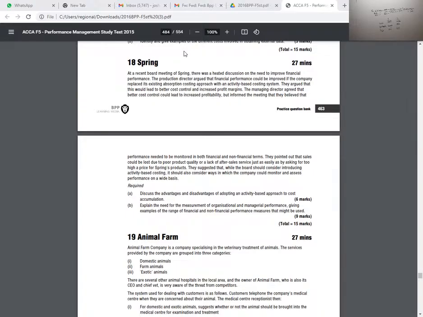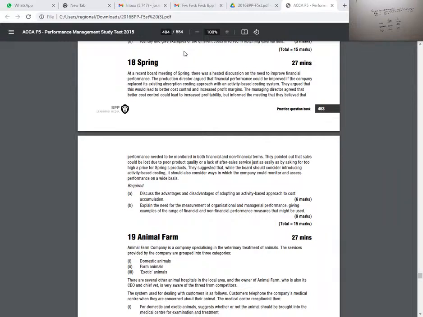They argued that this would lead to better cost control and increased profit margins. The managing director agreed that better cost control could lead to increased profitability, but informed the marketing that they believed that the performance needed to be monitored in both financial and non-financial terms.